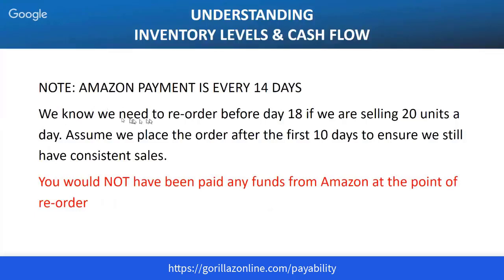So we know that we need to reorder before 18 days. Okay, anywhere between 0 and 18 days was our trigger point, remember? And if we are selling 20 units a day, assume that we place the order after the first 10 days to ensure we still have consistent sales. Don't forget, we don't get paid until day 14. Okay, so therefore the assumption here is you had not been paid funds from Amazon at this point, so therefore you would need to be recouping from previous orders and nothing from this current sales cycle.